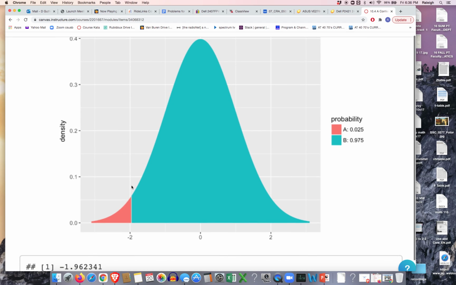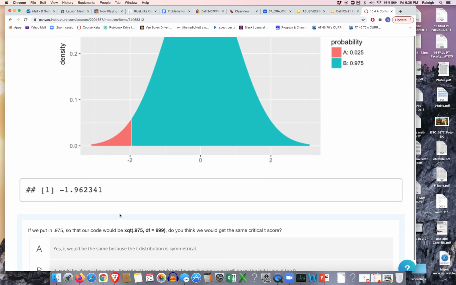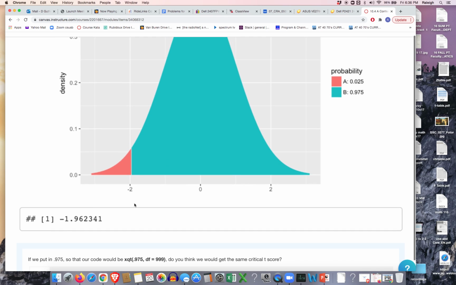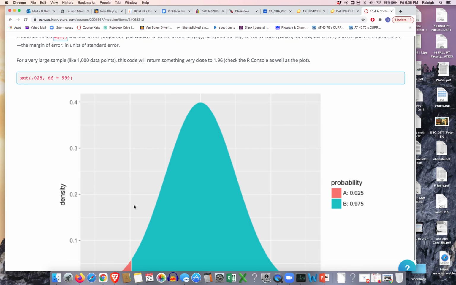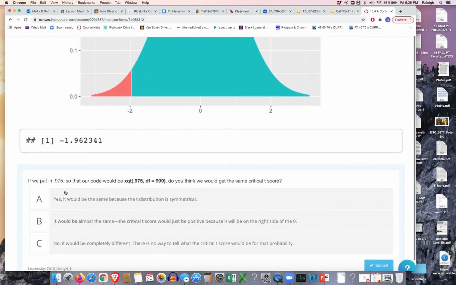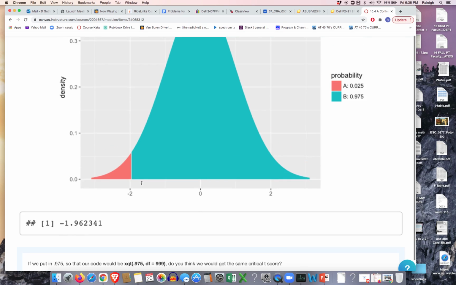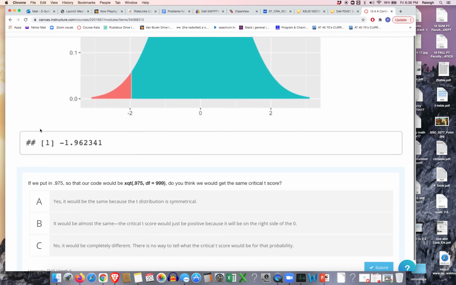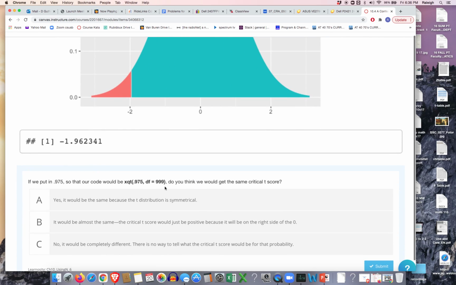We're looking at this sort of orange area. Now we find the value isn't just minus 1.96, it's minus 1.96 and change. So there you go. That would be a more accurate number. We rarely need that kind of accuracy, however. Now if we put in 0.975, it'd be over here, wouldn't it? And it would be xqt 0.975, not 0.025 as we had back here. So there's the difference, 0.025 and 0.975. Same degrees of freedom. Do you think we would get the same critical t-score?